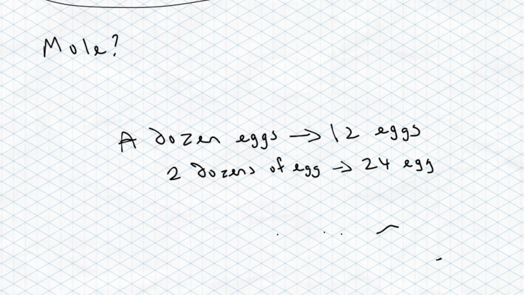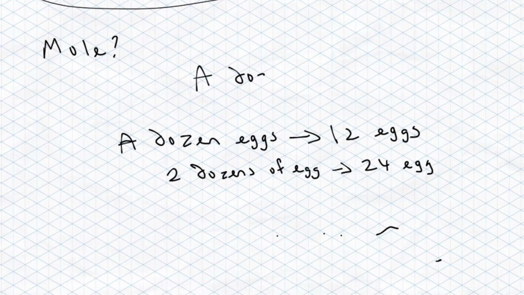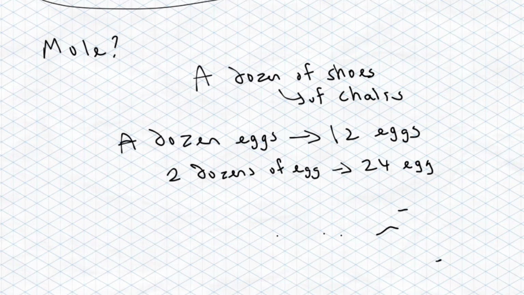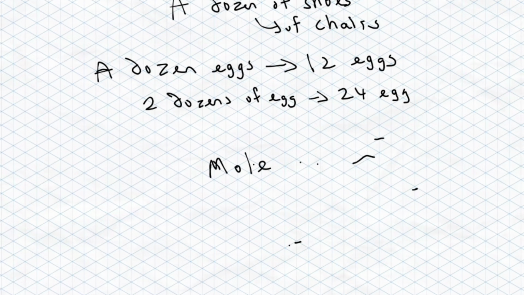If you notice the character of the word dozen, it does not refer to egg only. I can use a dozen of shoes, I can use a dozen of shares, and so on and so forth. Understand? So the same way a dozen is, that's the same way we have a word called mole. So a mole.